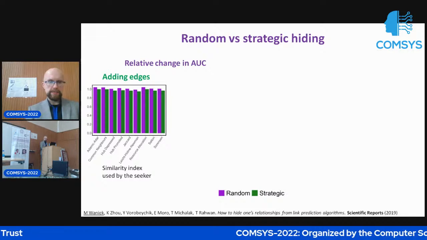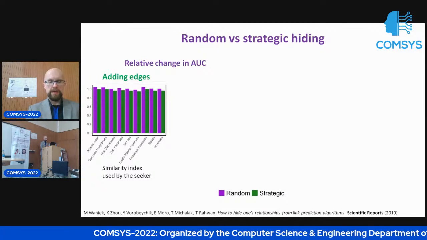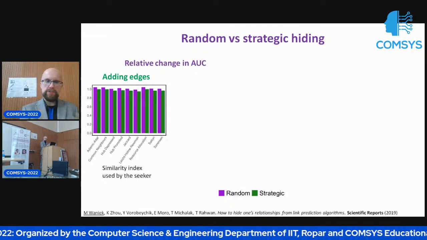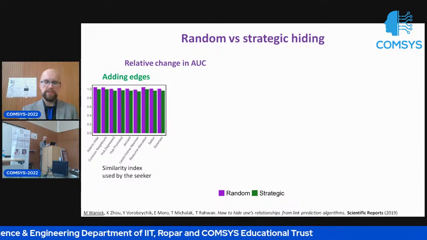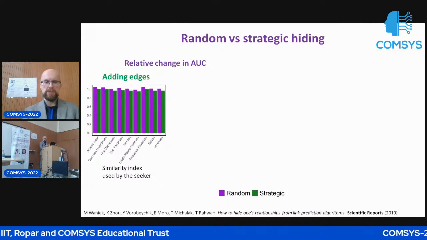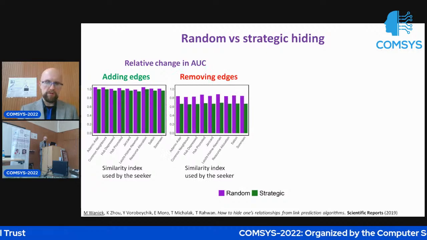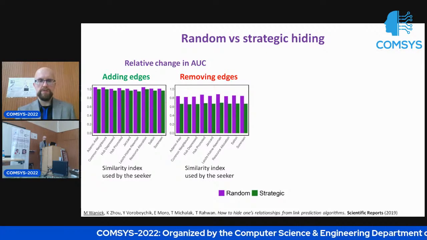Now on the x-axis, we have different link prediction algorithms. On the y-axis, we have the relative change in AUC. So the lower the value, the better hidden we are. In purple, we have random changes. In green, we have strategic changes. For addition, we have relatively little difference. For removal, the difference is up to 20%, which is much more reasonable.